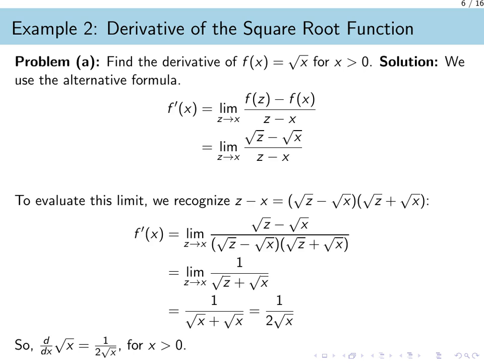This allows us to cancel the term square root of z minus square root of x from the numerator and denominator. We are left with the much simpler limit of 1 over the quantity square root of z plus square root of x. As z approaches x, this expression becomes 1 over 2 times the square root of x. Therefore, the derivative of the square root of x is 1 divided by 2 times the square root of x.